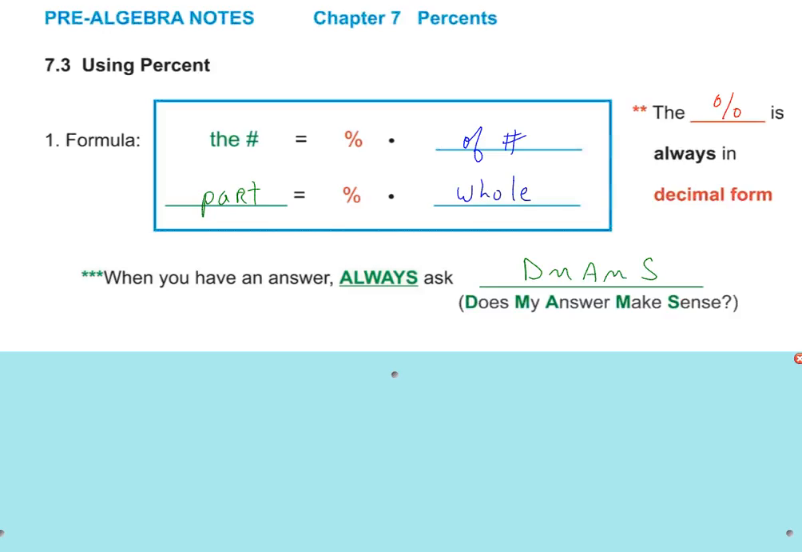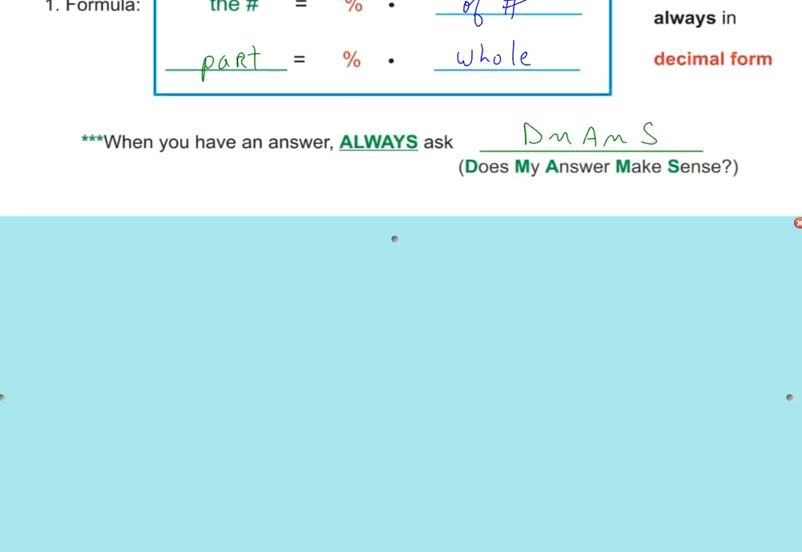So the number equals percent times the of number. Sometimes there's an of number and it's clear. But in word problems, sometimes there's not an of number. Then we got to think: part equals percent times the whole. If we have both of those in our thoughts, we should be able to handle just about every problem that comes our way.